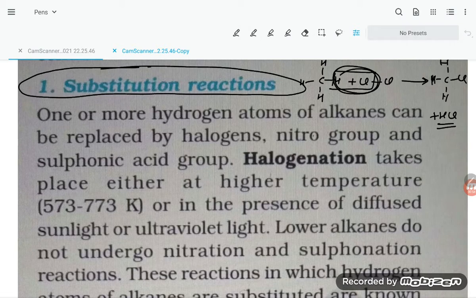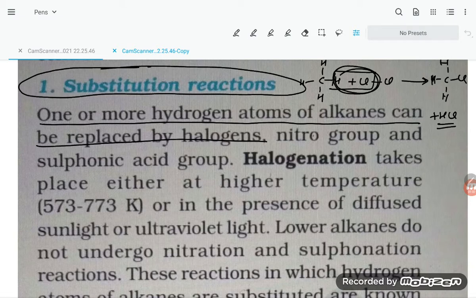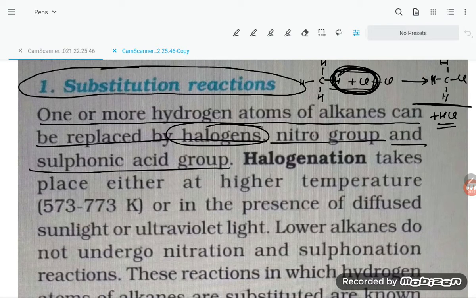Let us try to understand with what is given in the NCERT book. One or more hydrogen atoms of alkanes can be replaced by halogens. So here, one hydrogen atom or more hydrogen atoms are getting replaced by a halogen, or a nitro group, or a sulfonic acid group. Any group can replace this, whether halogen, nitro group or the sulfonic acid group.